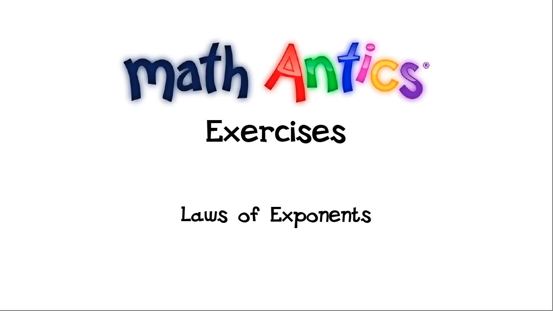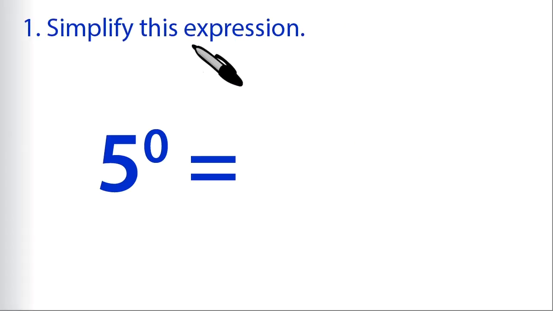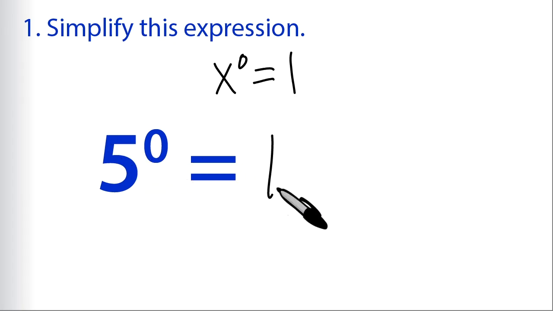Let's get started. For our first problem, we're told to simplify this expression, and we're given 5 to the power of 0. If you remember from the laws of exponents, one of our laws was x to the power of 0 equals 1. And x just means any variable or number, and then that raised to the power of 0 equals 1. So no matter what number, it's going to equal 1. So 5 to the power of 0 equals 1.